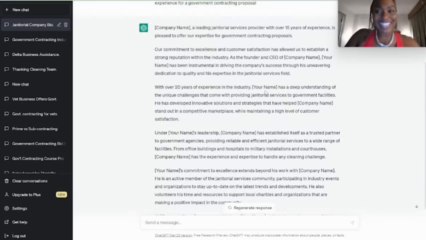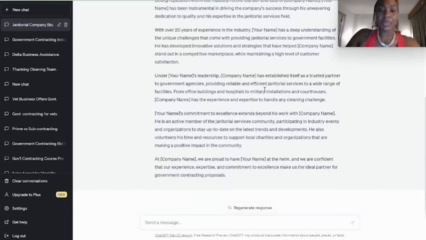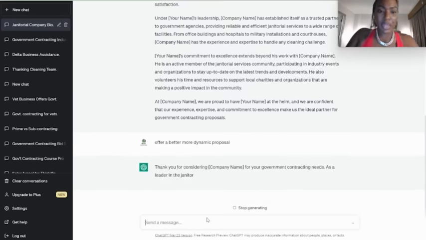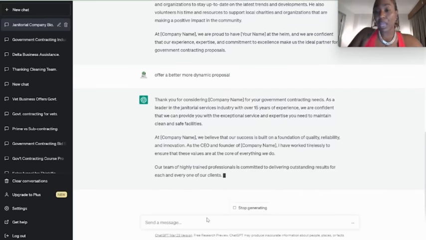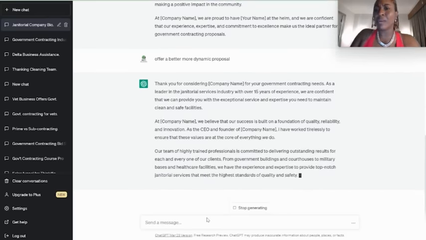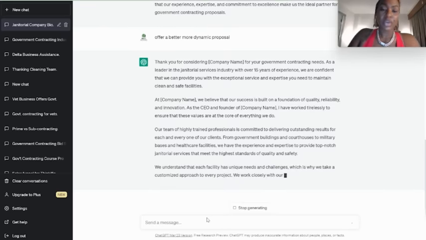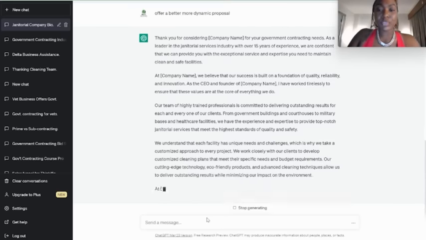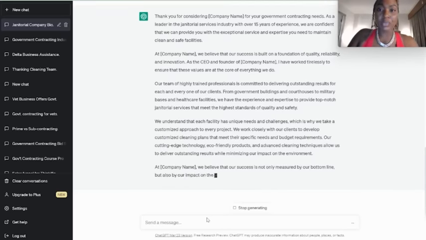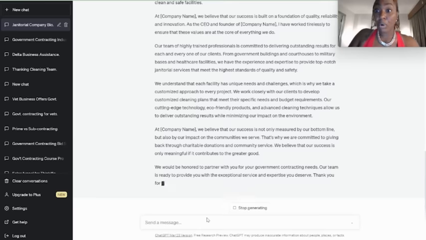But one of the key things that I really love about Chat GPT is that after it does this and you're like, I don't even like none of this, you can just say offer a better, more dynamic proposal. So it takes what you already have. Now, I use the word dynamic. I could have used witty. I mean, you probably wouldn't want to use witty when it comes to writing a proposal, but I use dynamic in hopes that it would actually give me more in the bio.